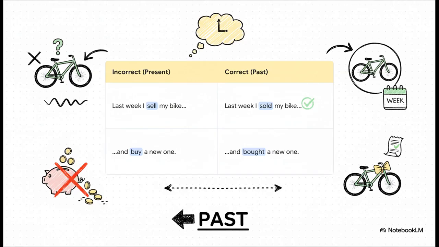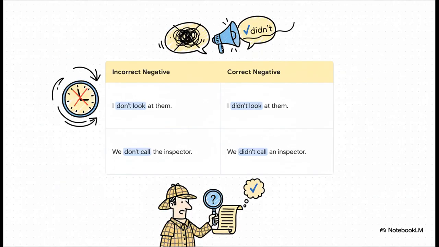This is one of the biggest rules in English storytelling. And this rule isn't just for positive statements, it applies to negatives too. It is so easy to fall into the trap of saying, I don't look when you're talking about the past, but the correct form is always didn't plus the basic verb. Didn't look, didn't call, didn't see. That one little word, didn't, does all the time travel work for you.